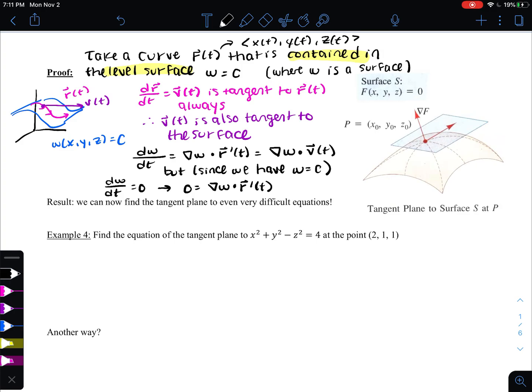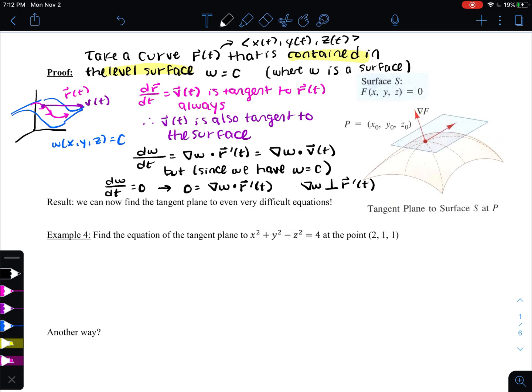That means that our gradient vector, if the dot product of these two vectors is equal to 0, is going to be orthogonal, and maybe I should be a little bit more consistent on my notation here. Which one am I choosing? Our gradient vector will be orthogonal to the derivative vector at all times.